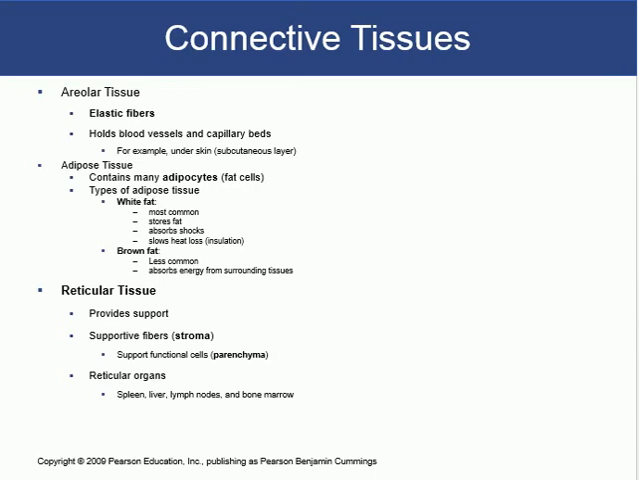Reticular tissue, it's important to remember what the reticular tissues are. Reticular tissue is found in the liver, spleen, lymph nodes, and bone marrow. So remember, these are the ones that have reticular tissue, which is a type of connective tissue.